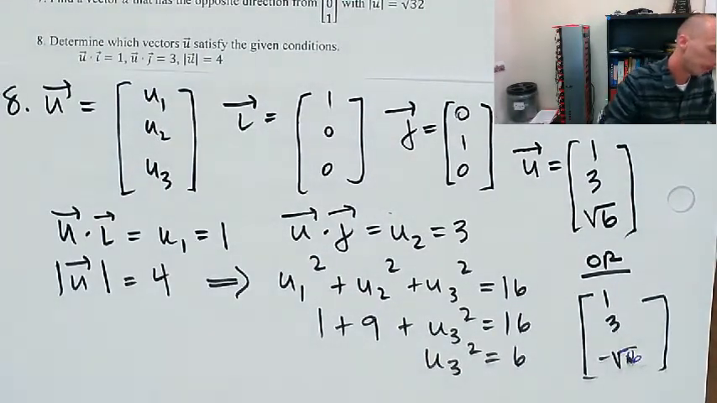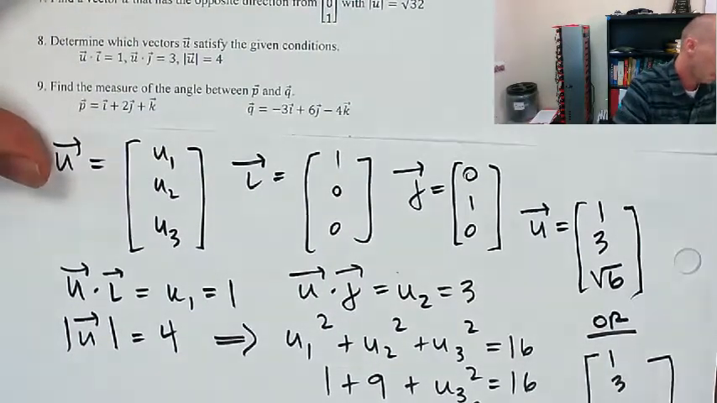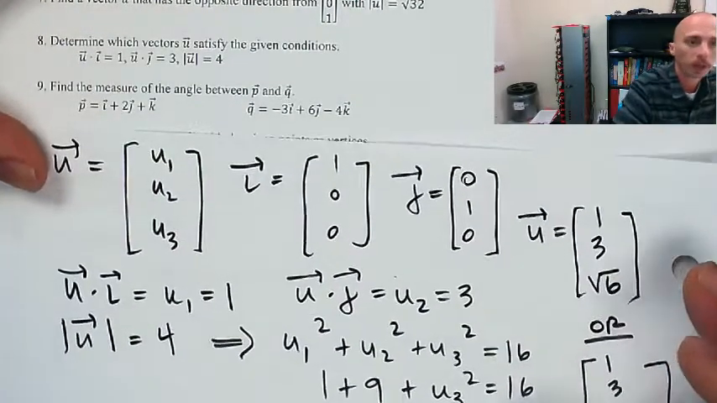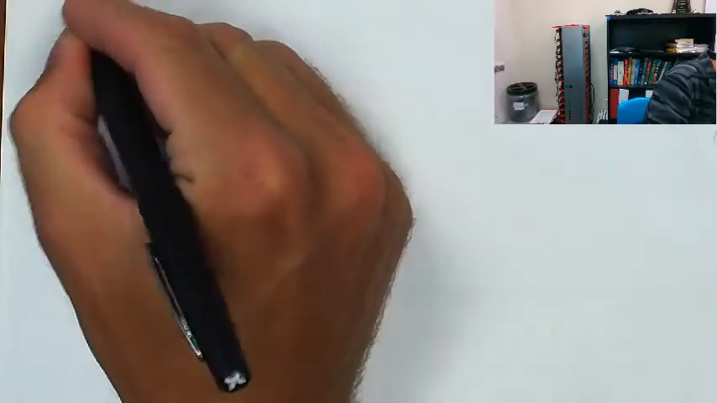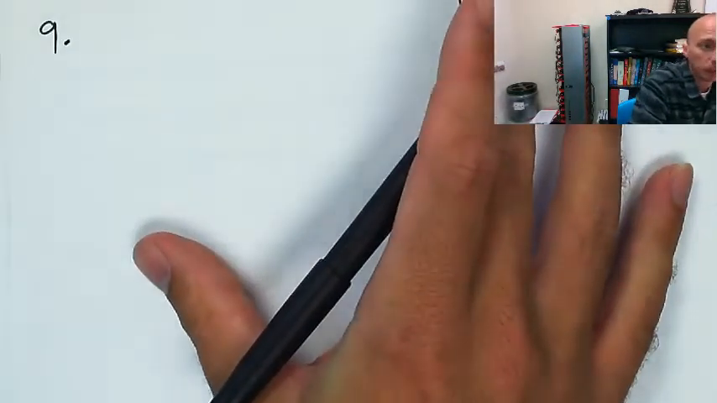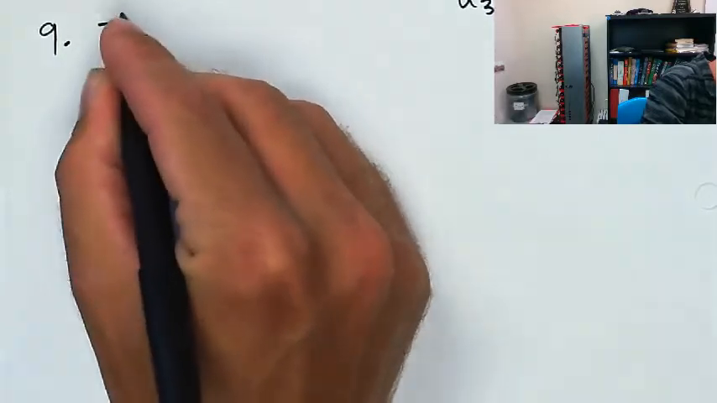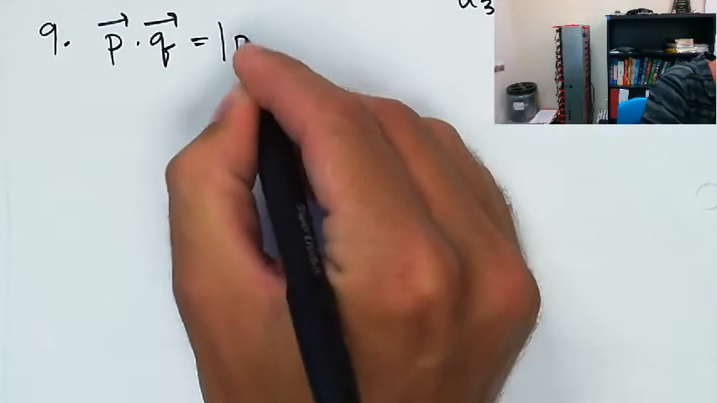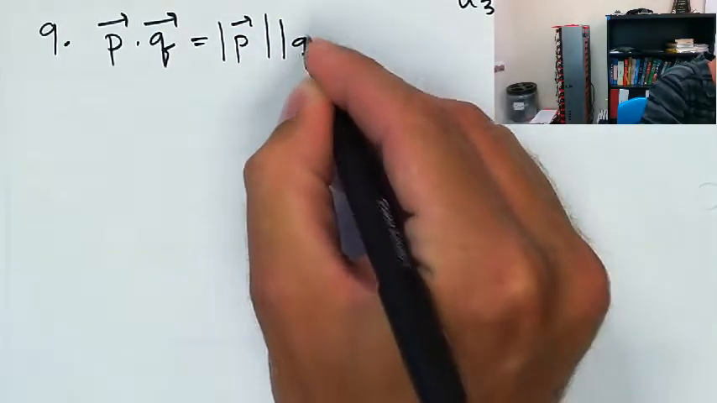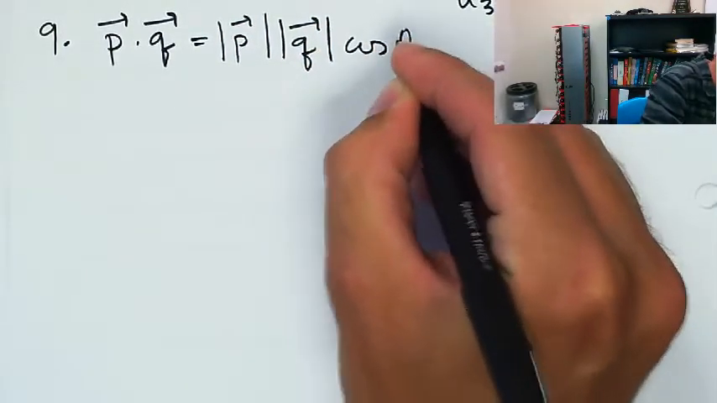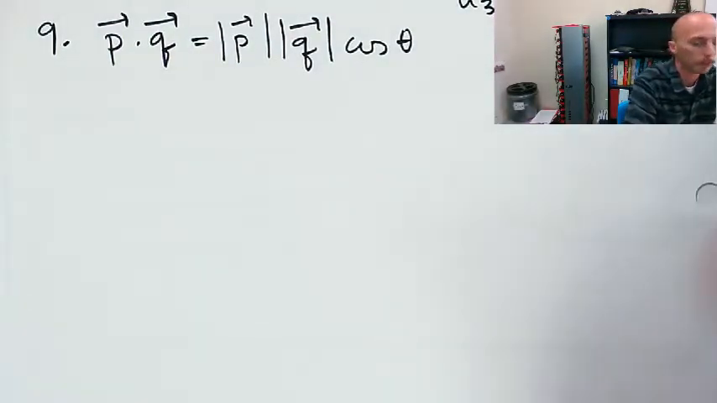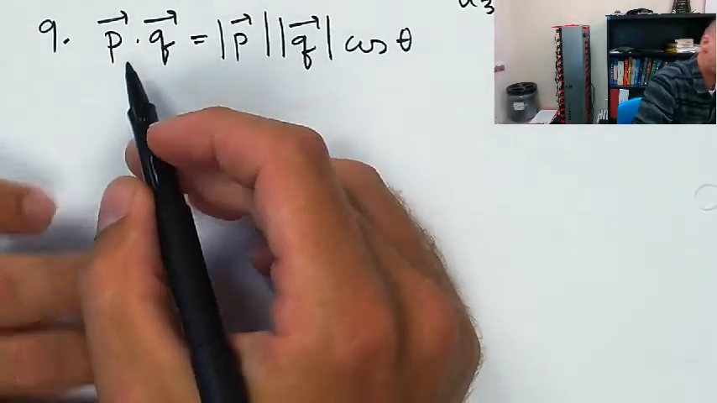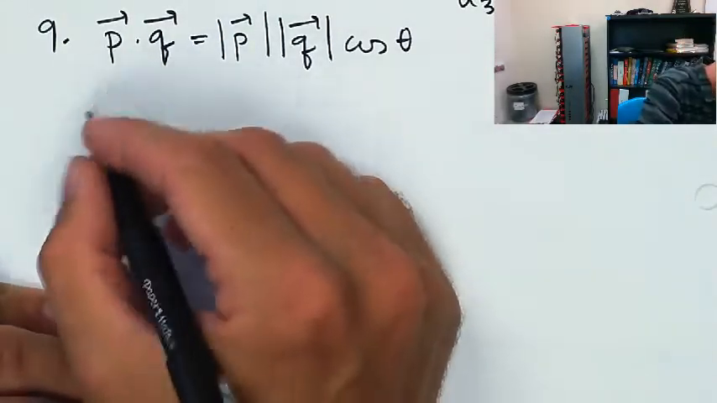Okay, number 9. Find the measure of the angle between P and Q. Okay, so we're going to need to use the cosine property, and so I'm just going to copy that for you. Okay, so for number 9, if we have two vectors p and q, it's going to necessarily be the case that p dotted with q, which is a number, is equal to the length of p, also a number, times the length of q, also a number, cosine of theta, the angle between them, that's a number. Okay. So first things first, we're going to find p dotted with q.